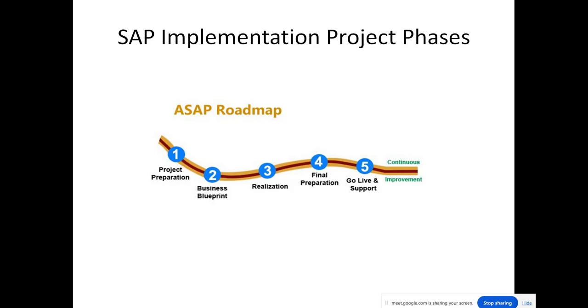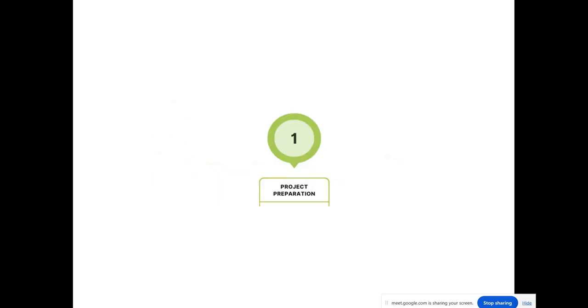Okay, so they provide the standard 5 phases of the ASAP roadmap or ASAP methodology. So what does it contain? First of all, we start from project preparation. Second is mapping the business blueprint. Then realization, final preparation, go live, and support. These are the 5 phases of the implementation project. But today in this session, we are going to learn only about project preparation.